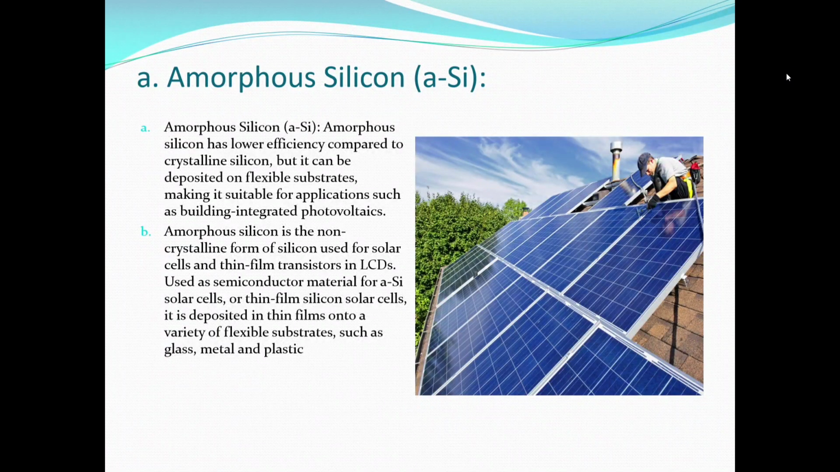Amorphous silicon is the non-crystalline form of silicon used for solar cells and thin film transistors in LCDs, and used as a semiconductor material for a silicon solar cell or thin film silicon solar cell. It is deposited in thin films onto a variety of flexible substrates such as glass, metal, and plastic.